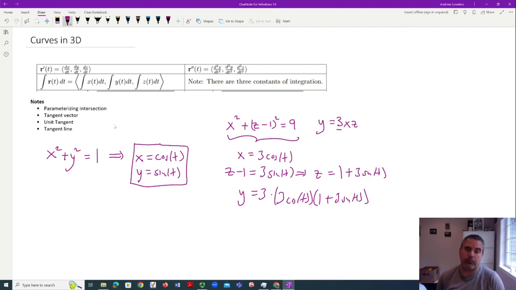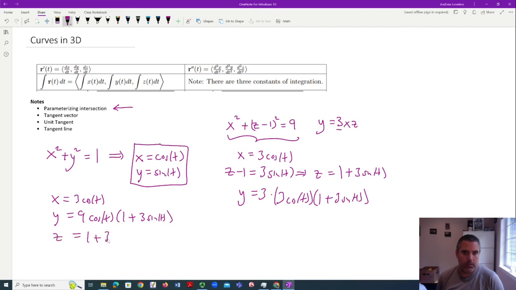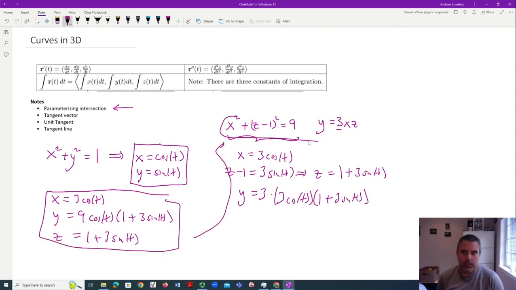That's that game. This is what we talked about, sort of where curves come from. And then we talked about finding the tangent vector. So if you do have a curve, this one, 3 cosine of t, just as an example, and whatever it is, 9 cosine of t. I did not plan this, so sorry, this is kind of a messy example. And z is 1 plus 3 sine of t. So that is one parameterization for this intersection.